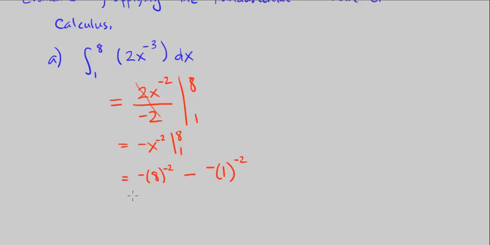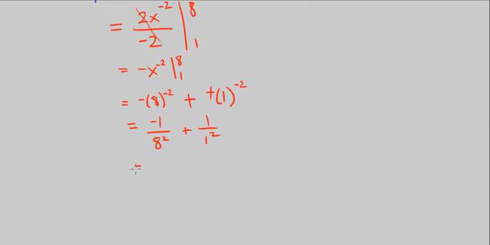So what we have to do here is, remember, power of -2 just is the same as putting it into the denominator and making it positive. So this is -1 still because we have a negative. Here the two negatives become a positive, and we have plus 1, and this again goes into the denominator as a positive. Simplifying this, we have -1 over 64 plus 1.